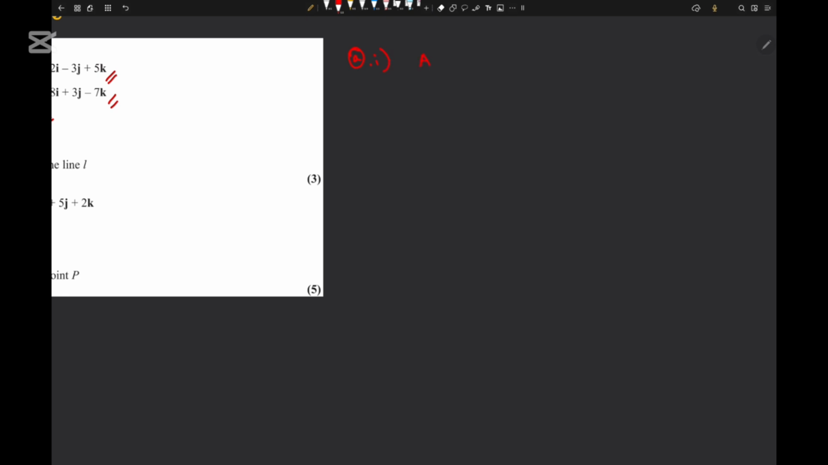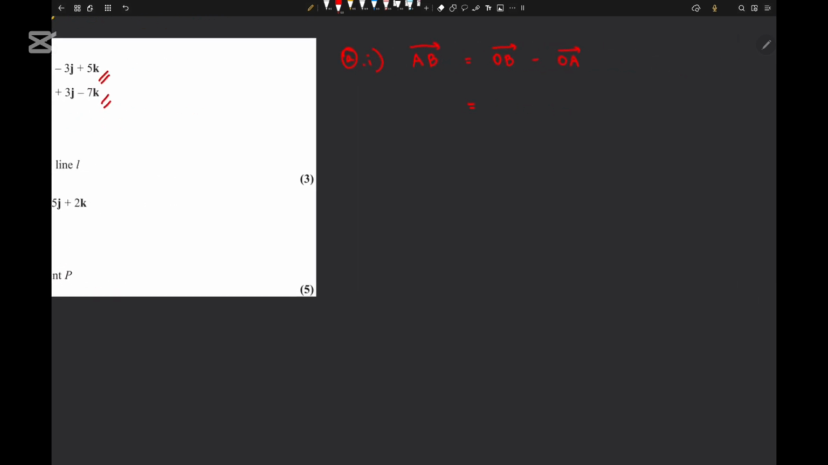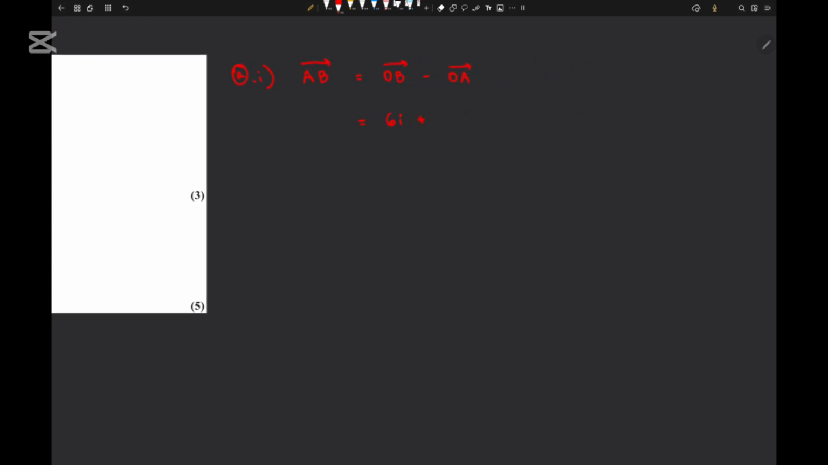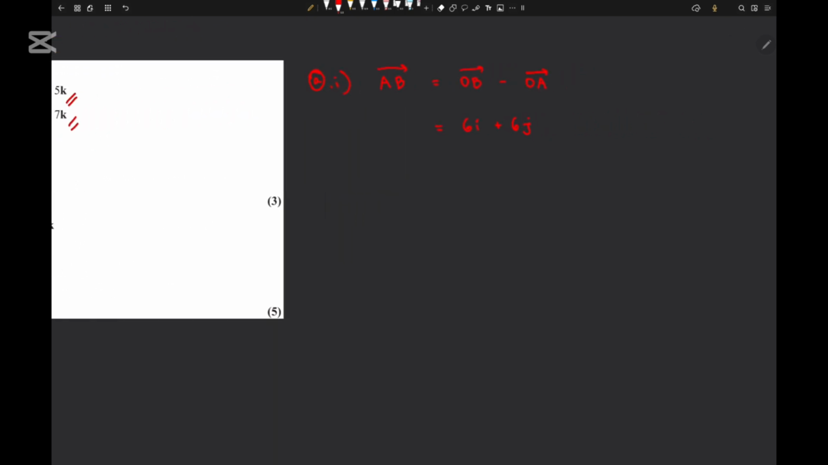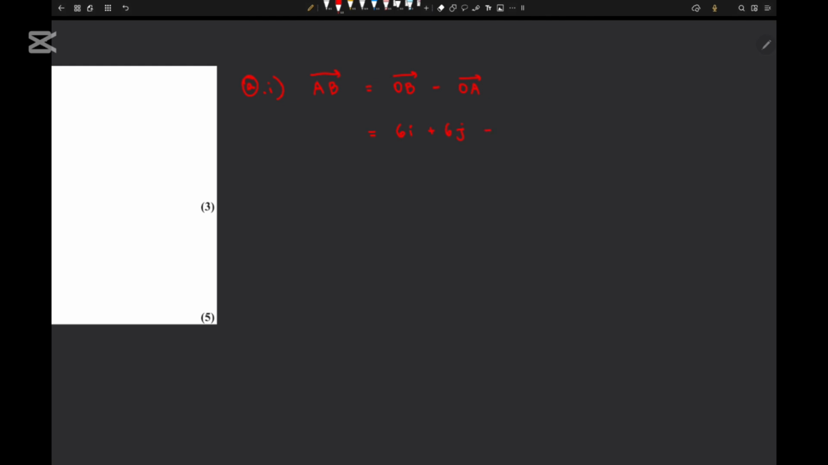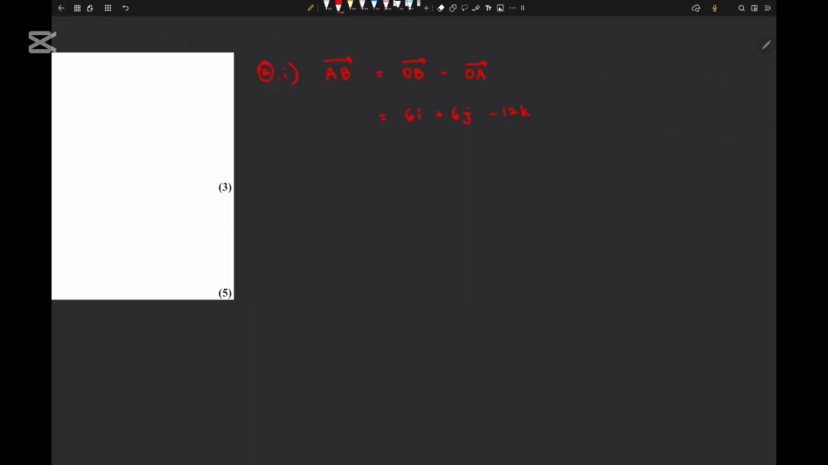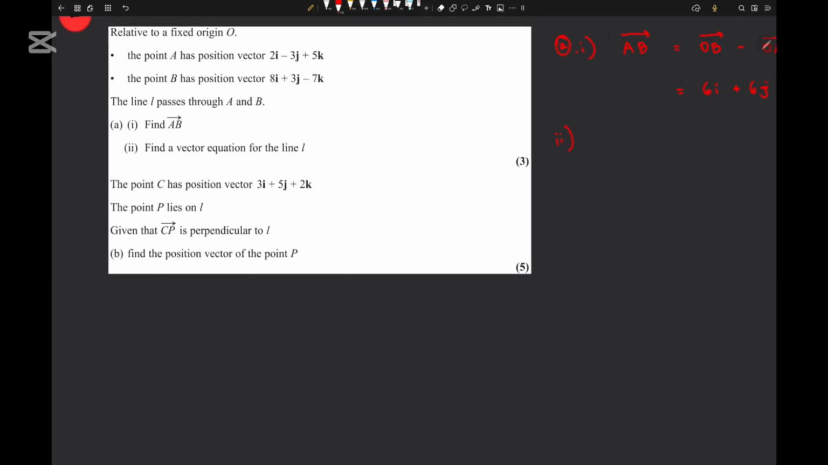We know that the AB vector can be written as the OB vector minus the OA vector. So 8 minus 2, which is 6i, and 3 plus 3, which is 6j, and minus 7 minus 5, which is minus 12k. So this is the AB vector. Moving on to the second part, we need to find the vector equation for the line L.